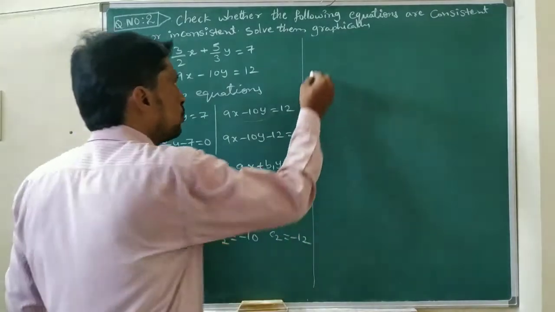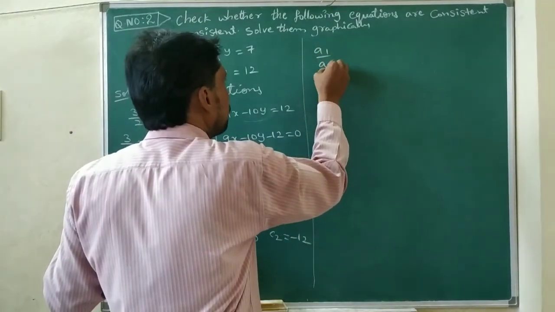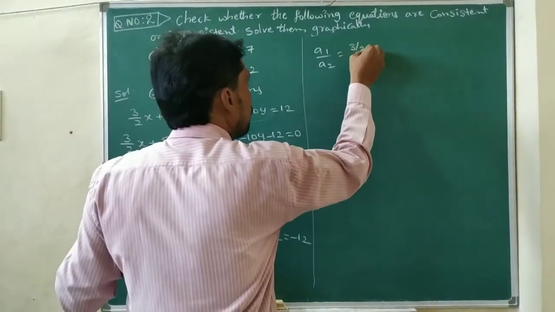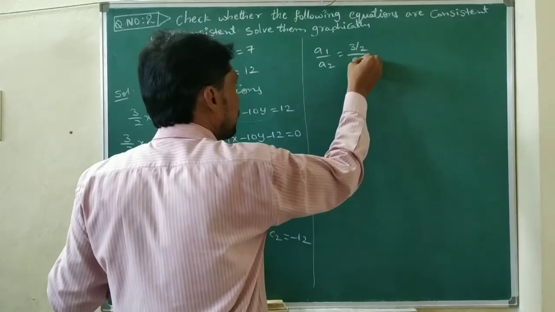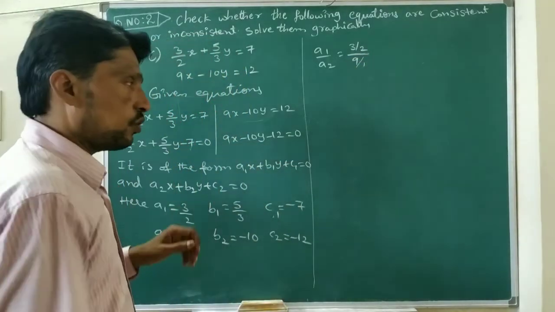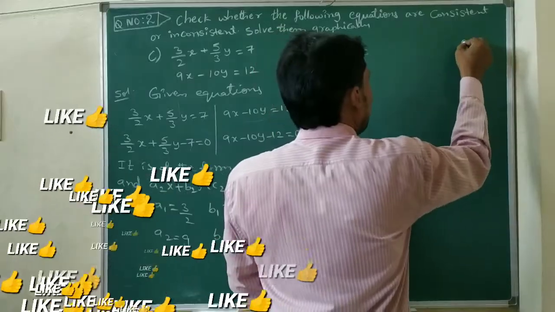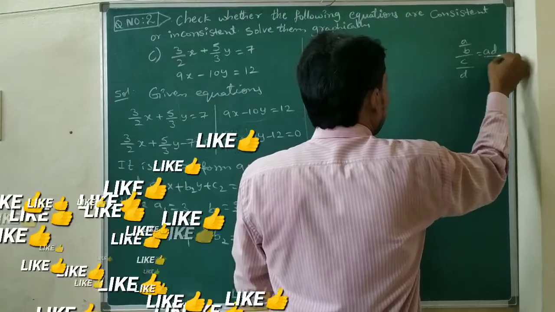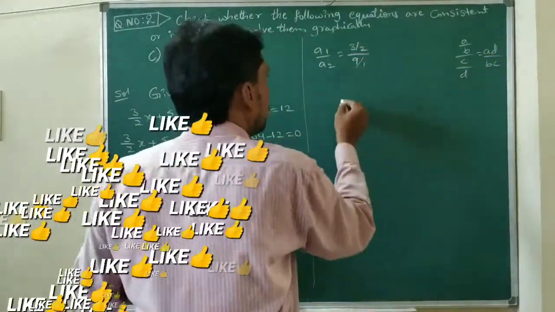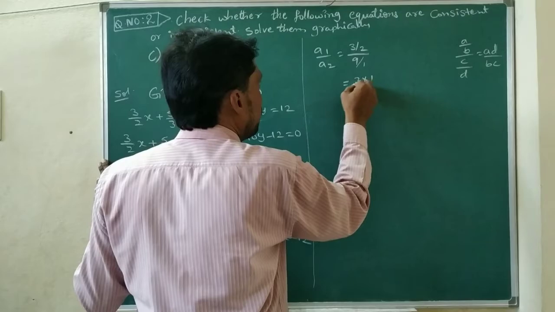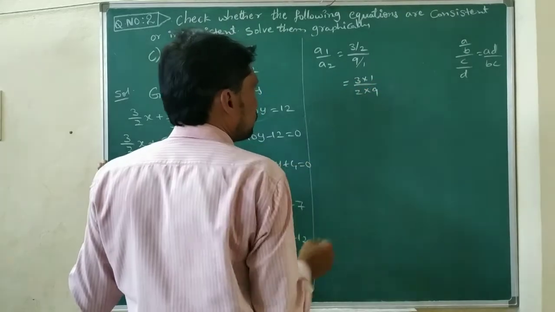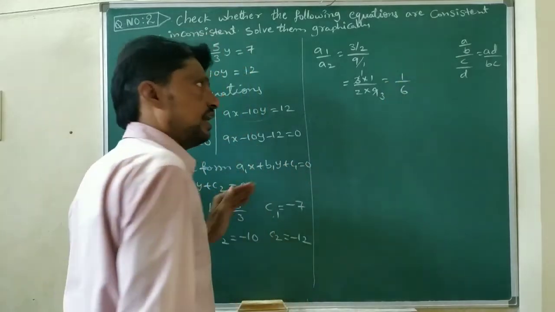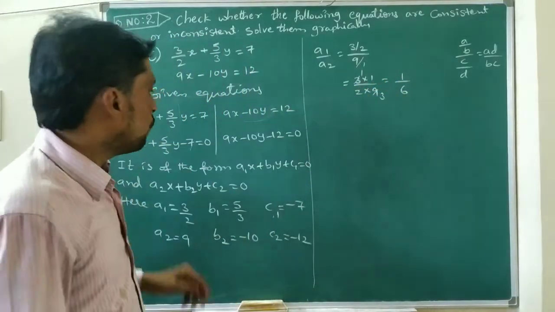Now we can take the ratio a1 by a2. So a1 means 3 by 2, divided by 9. 9 you can take as 9 by 1. So it is of the form a by b divided by c by d, which means we take ad by bc. That value is 3 into 1 by 2 into 9. So 3 into 1 is 3, and 3 3s are 9, so it equals 1 by 6. The a1 by a2 value we got here is 1 by 6.